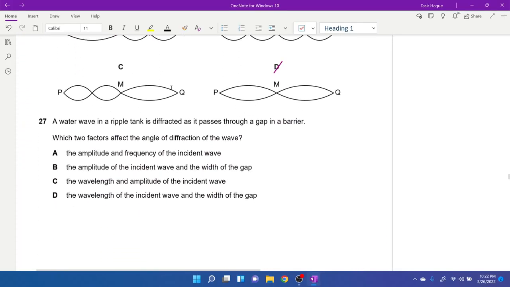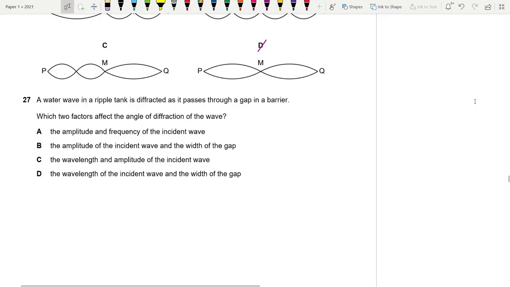27. A water wave in a ripple tank is diffracted as it passes through a gap in a barrier. Which two factors affect the angle of diffraction? Mainly, guys, remember it is the width of the slit and the wavelength of the incident wave. So that matches with 27, D.